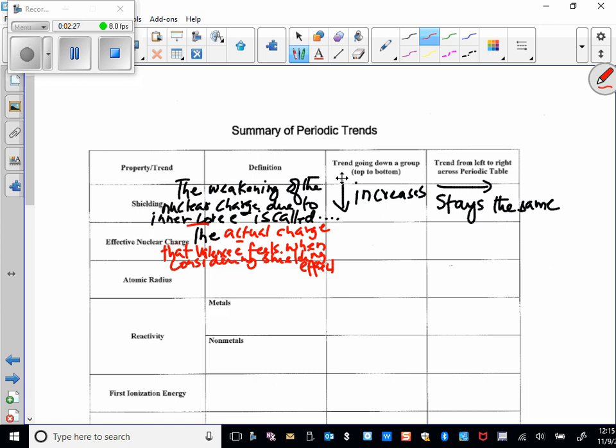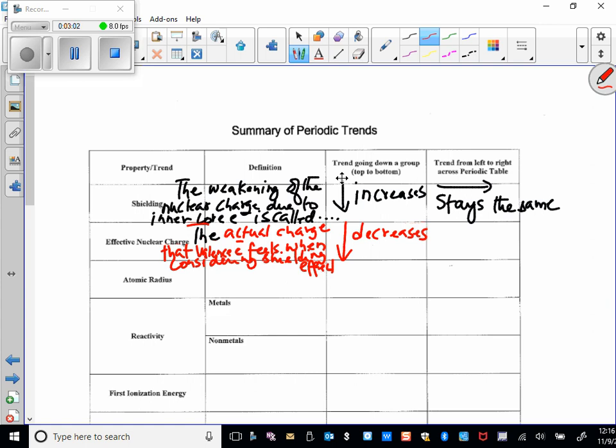Do we understand? How does effective nuclear charge change going down a group? It decreases. Very good. Effective nuclear charge decreases because there is an increase in the amount of shielding or core electrons. How does effective nuclear charge change as we go across a period?